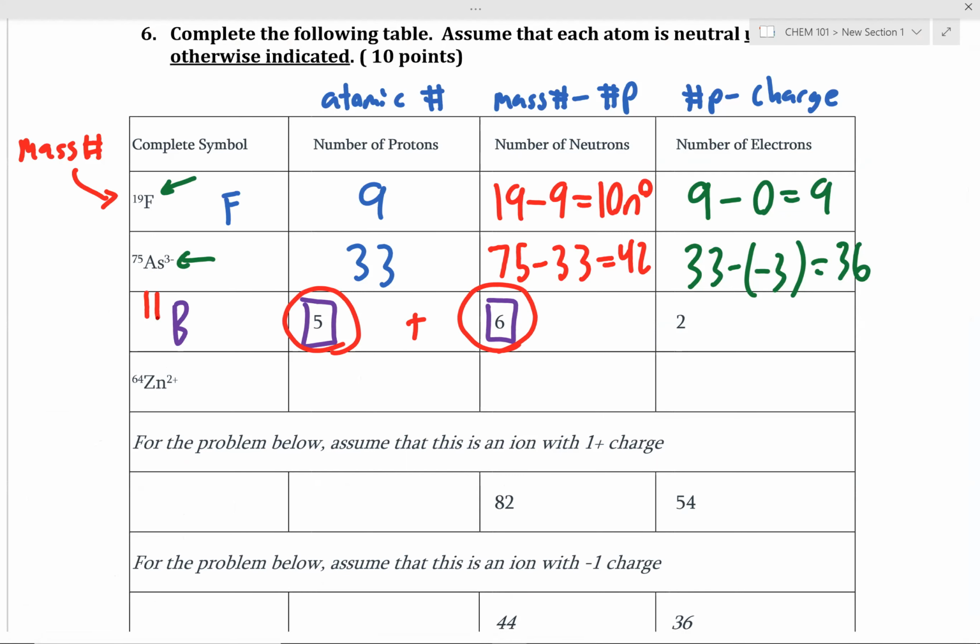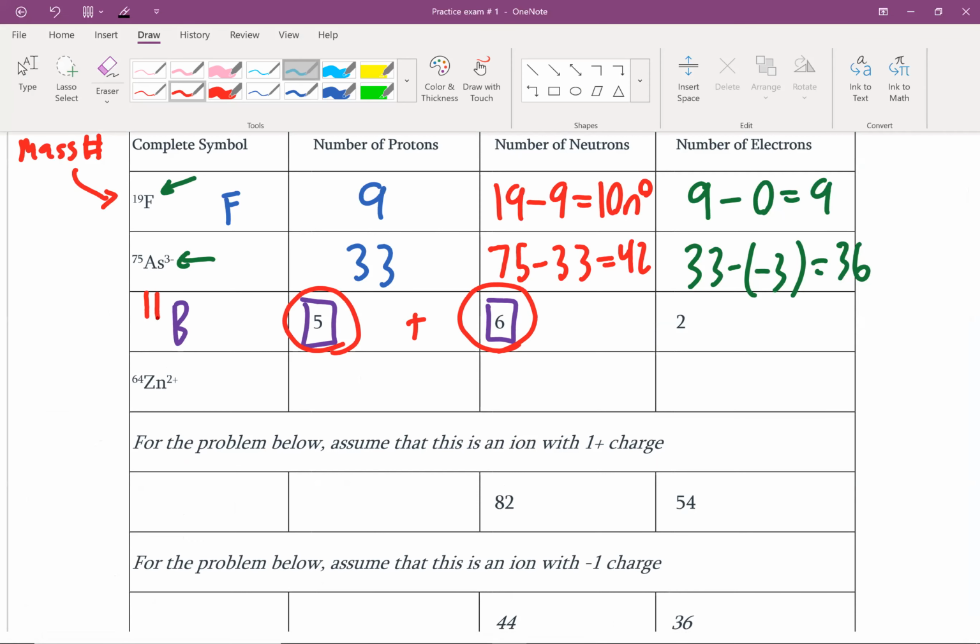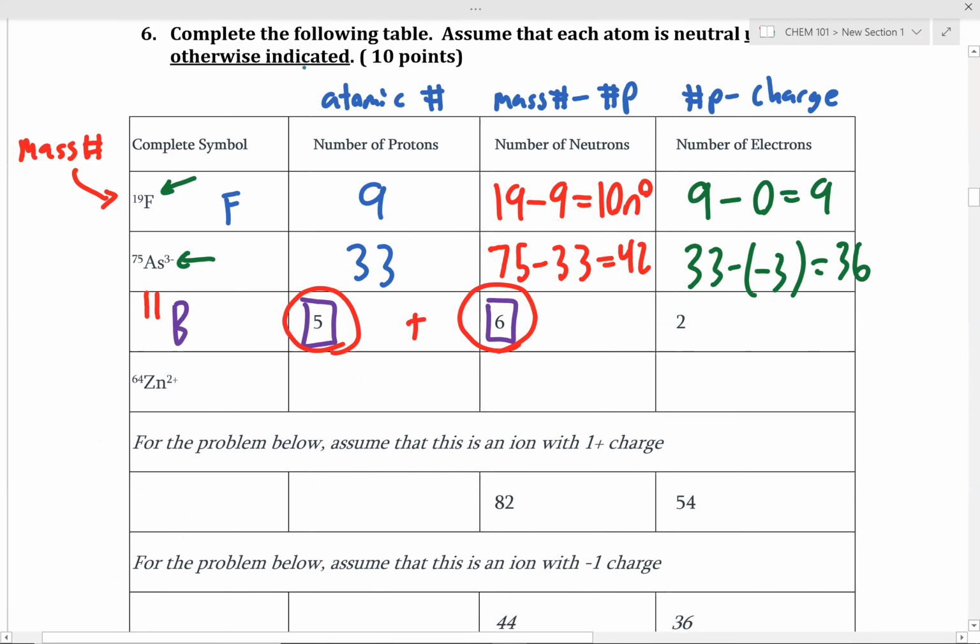Next thing we're going to do is calculate the charge. If we were rewriting an expression for charge, the charge in this case is equal to our number of protons minus our number of electrons. Filling in here, we have 5 protons, and how many electrons do we have? 2. So then that gives us positive 3. So we have a charge of positive 3.